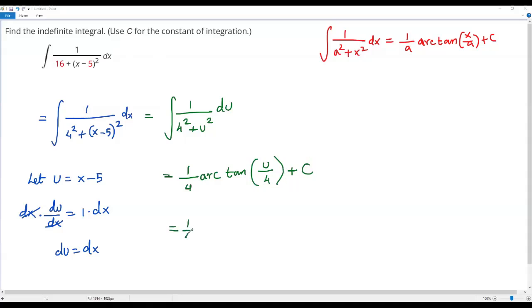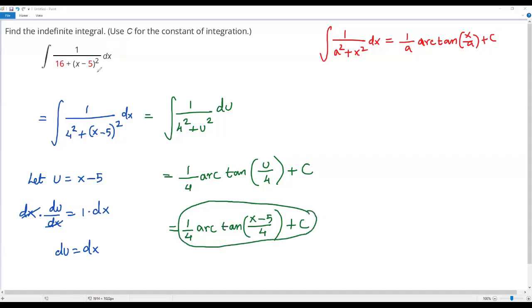Now let me continue to the next step. 1 over 4 times arctan. Okay, u is a variable taken by us. It has to be replaced by the original stuff, that is x minus 5. So we can plug in that x minus 5 for this u. Then I'm getting 1 over 4 arctan of (x minus 5) over 4 plus c. So this is the result of the given indefinite integral.